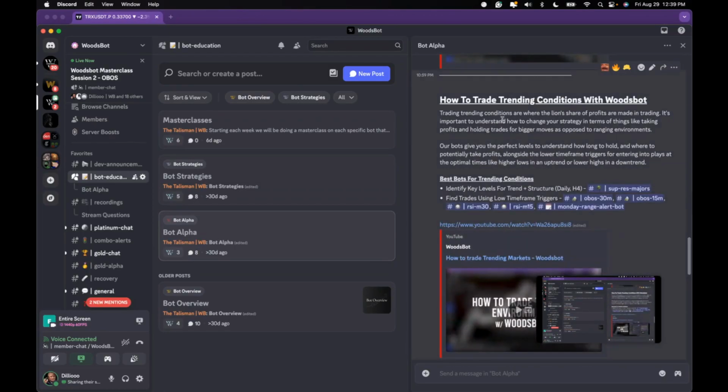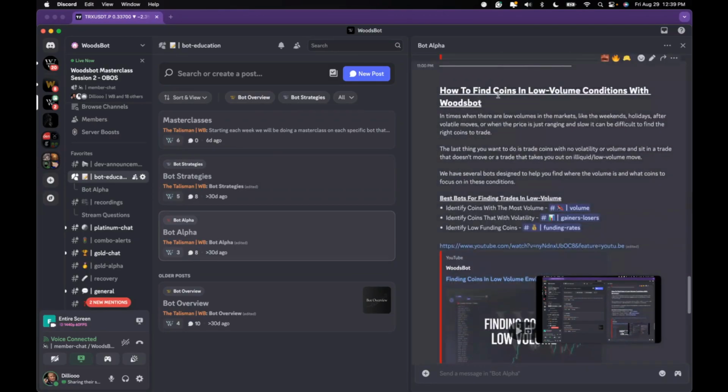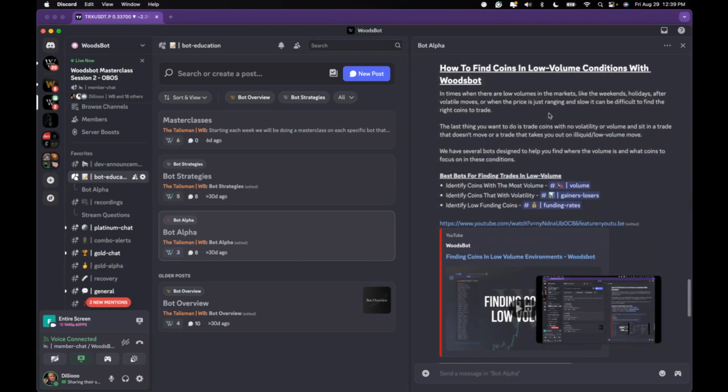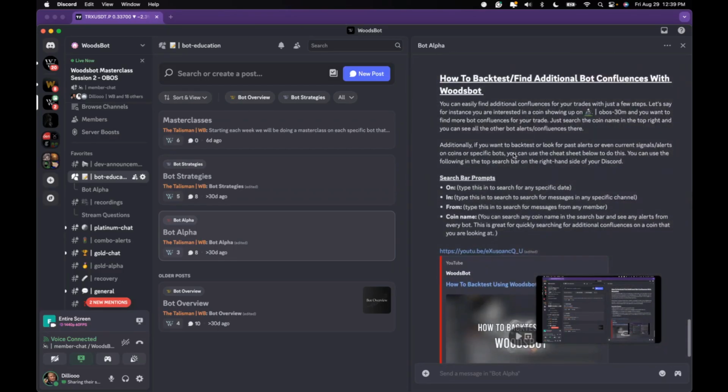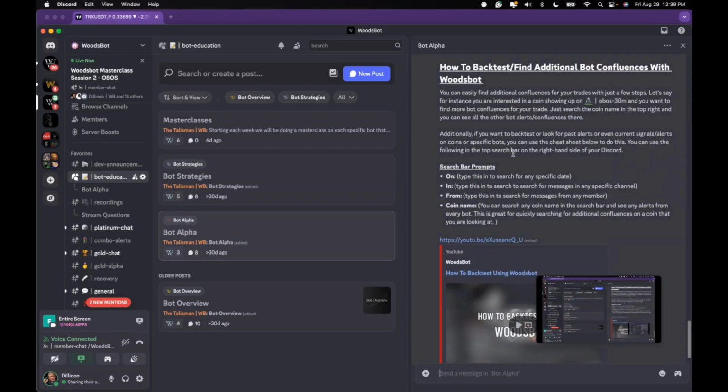I teach you how to trade trending conditions, and how to find coins in low volume conditions like weekends and long weekends, and when the market's in a lull. And then this one too, this one's important, because I teach you how to backtest and find additional bot confluence with Woodsbot. It may seem overwhelming to begin with, right? It's like, how do I go through all these bots and tie them together?